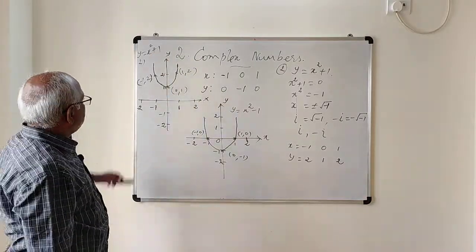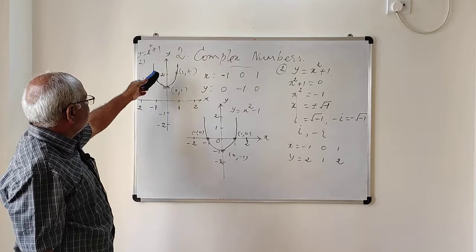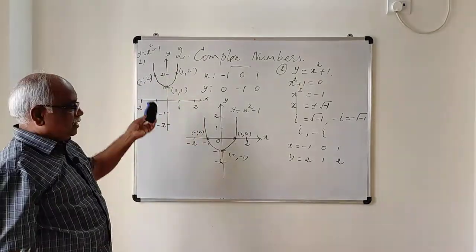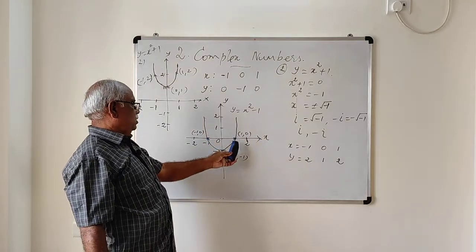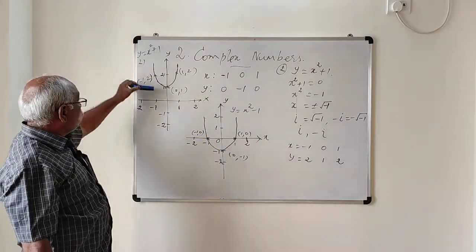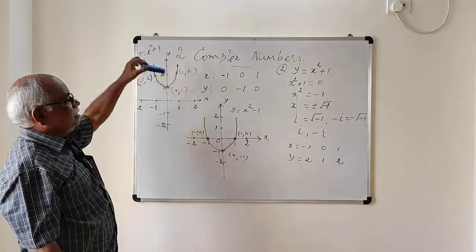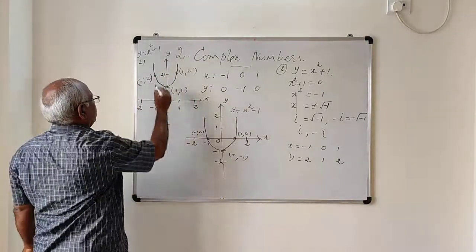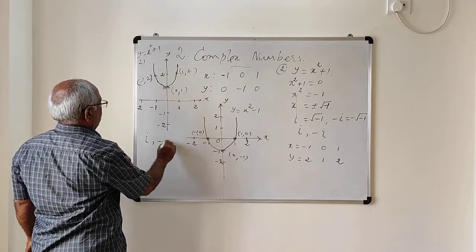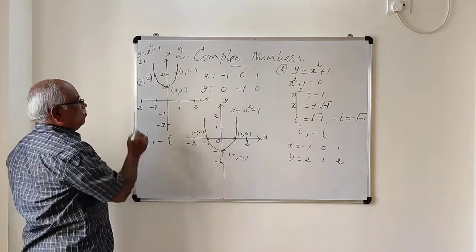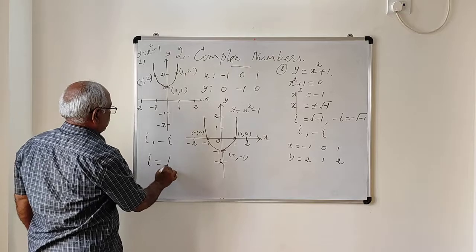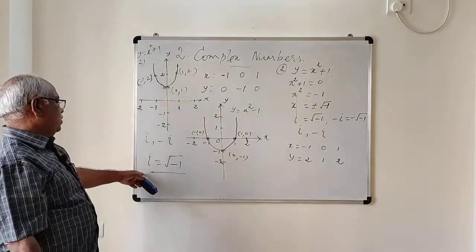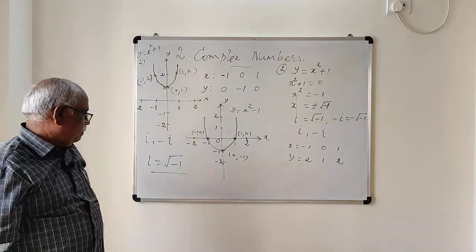So, from this graph, we can see this curve does not cut the x-axis. If it cuts the x-axis, you will get real values. It passes through only the imaginary axis. Hence, this second equation has no real roots. So it has only imaginary roots. Those are i comma minus i. From this we derived i equal to the square root of minus 1.